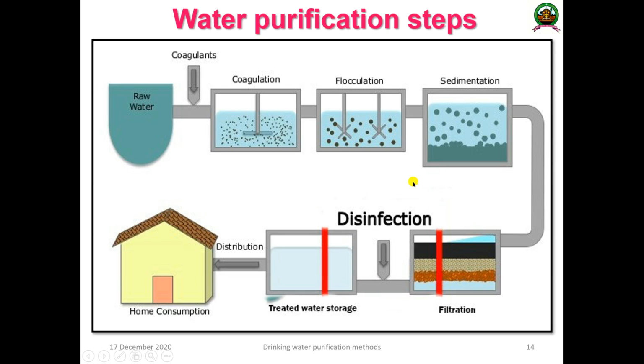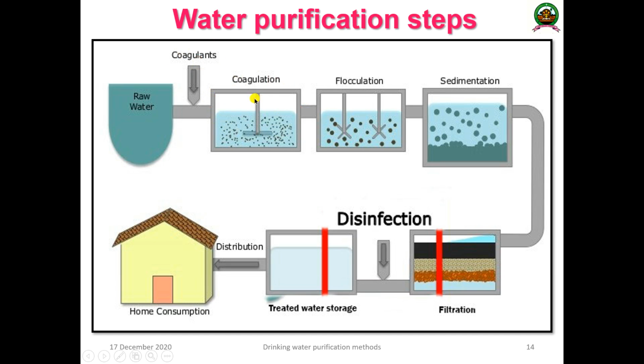So whatever we have discussed, these are the final steps. This is the raw water from any of the sources. First, as we have discussed, the pre-treatment needs to be done, and the chlorination needs to be done. Then we need to reduce the pH. Then we have to add the coagulants like alum. Then coagulation will take place.